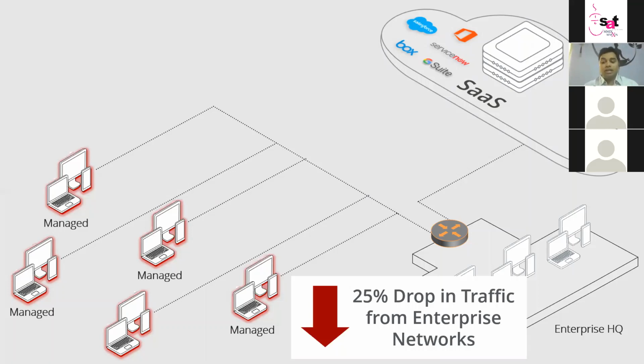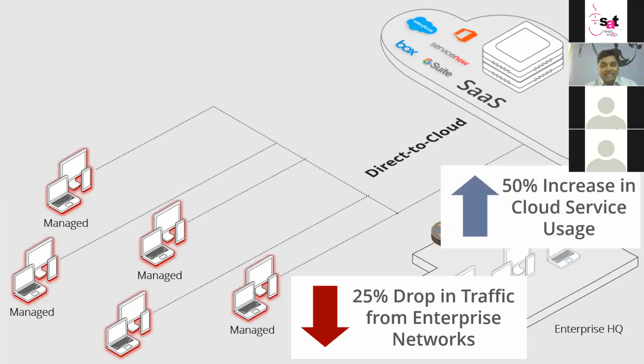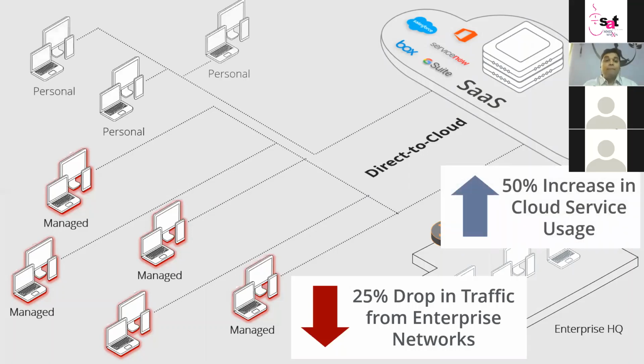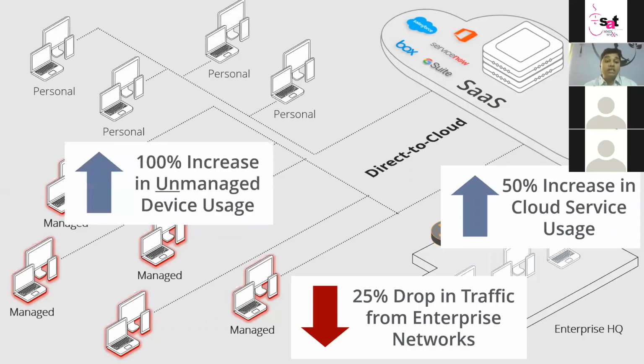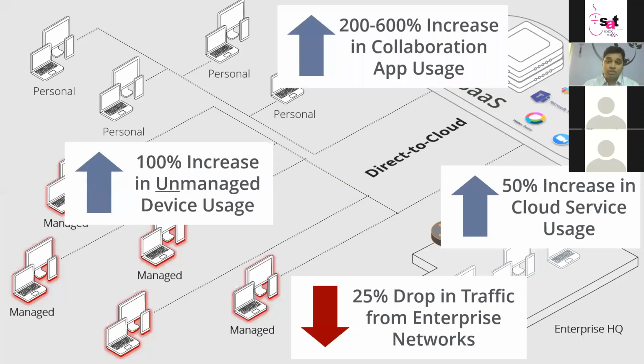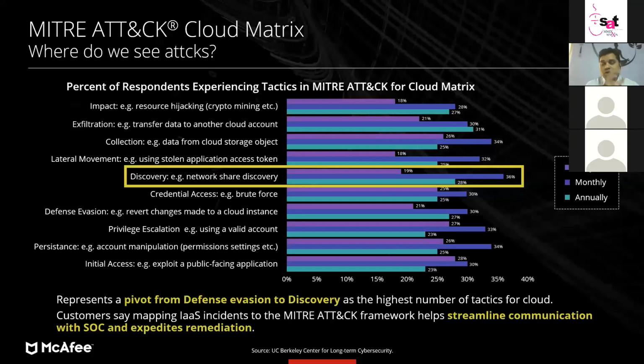So that's why the drop is there in the enterprise traffic, whereas direct access by the users has increased 50%. Personal device usage has increased. In fact, there is a 100% increase in usage of collaboration apps in the last year itself, as per our survey. So if I take the threat vector now, not just the cloud service usage, the threat vector.